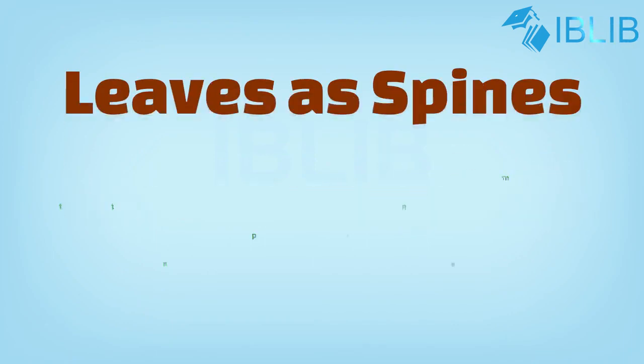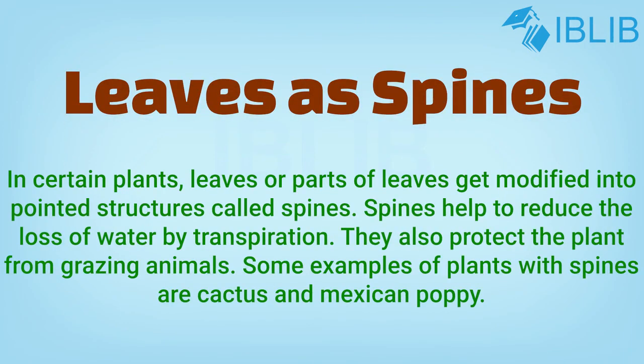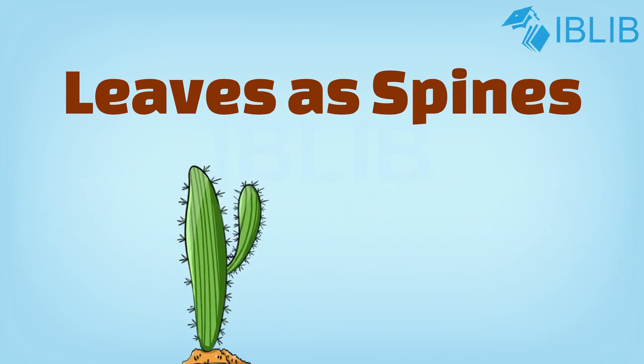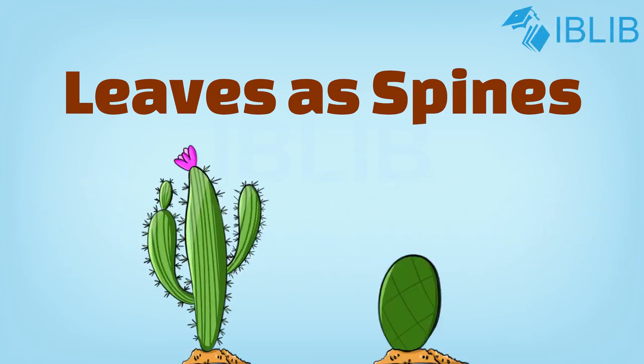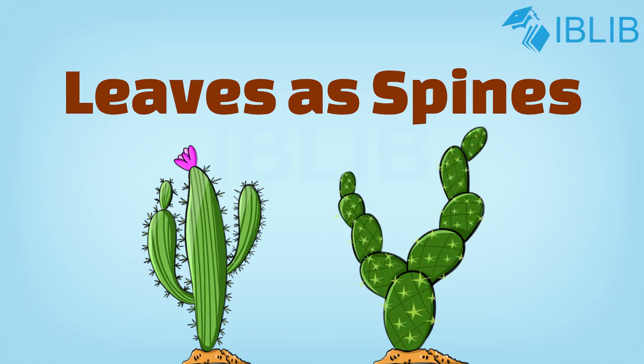The second modification is leaf as spine. If you see a cactus plant, you will see it is covered with thorns or spines. Those thorns and spines are the modified leaves present on the cactus. They help in providing protection and reduce loss of water, because cacti are mainly found in deserts where there is a scarcity of water. So the spines help in reducing the loss of water. They also provide protection from grazing animals. The examples are cactus and Mexican poppy.